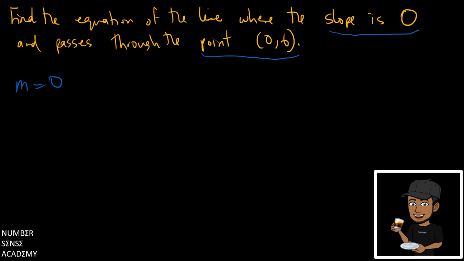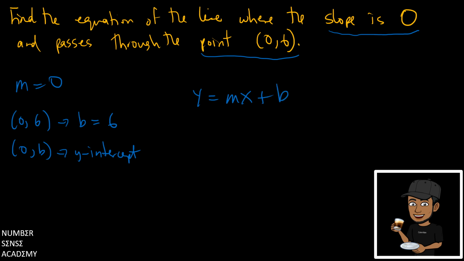And this point 0, 6 looks like 0, b, which we know is the y-intercept. So from that, b is equal to 6. So if I write this out fully in y equals mx plus b form, I'm going to end up with y is equal to 0x plus 6. But anything times 0 is just 0. So I don't need the 0x there. It's not telling me anything. So my final answer is y is equal to 6.